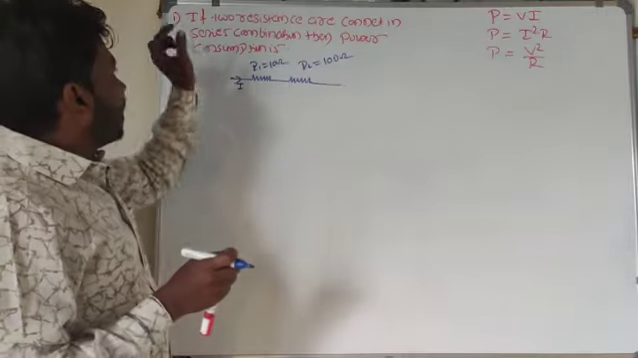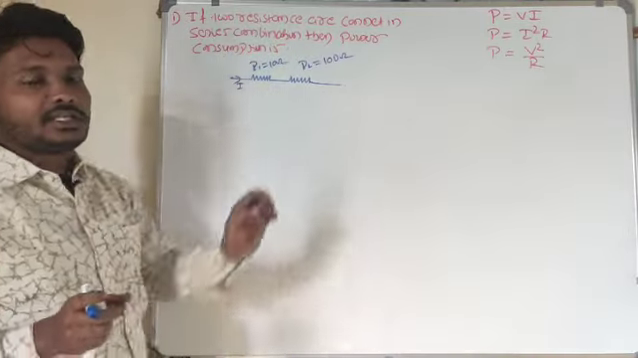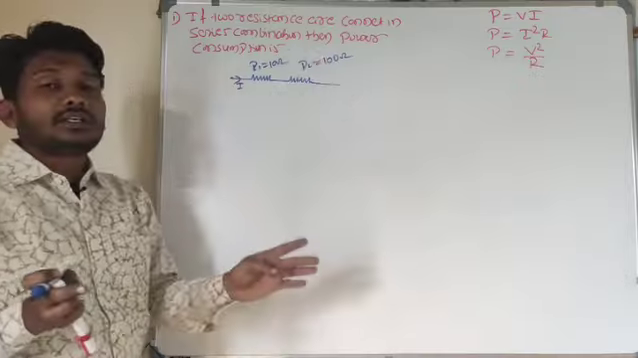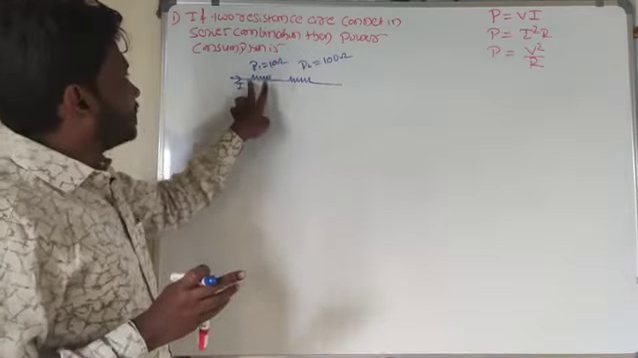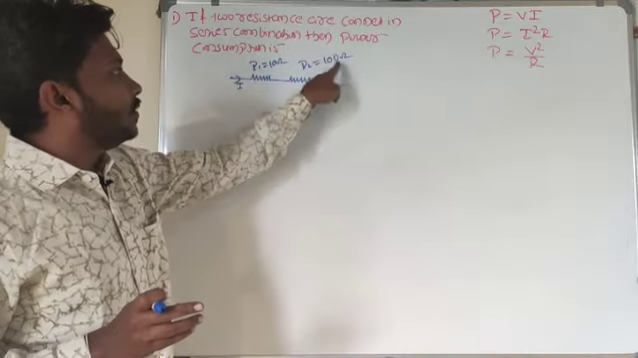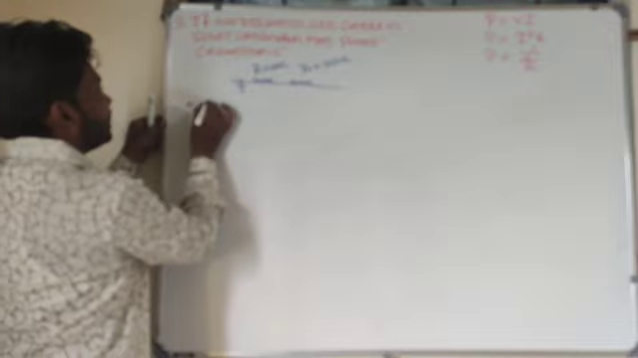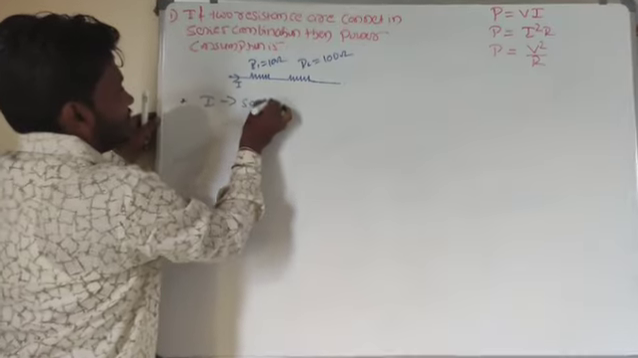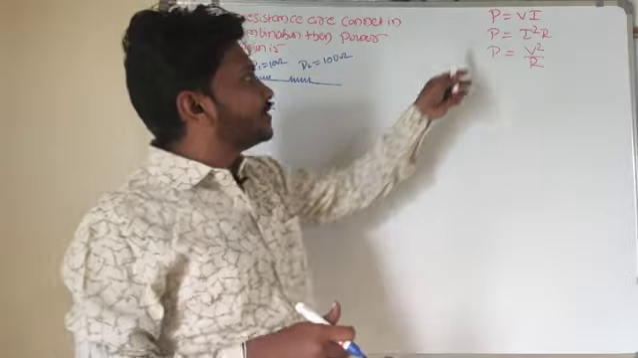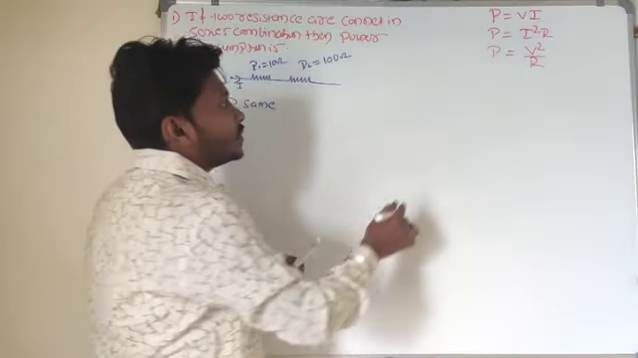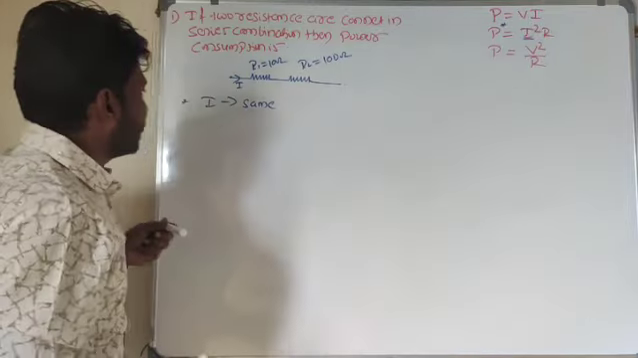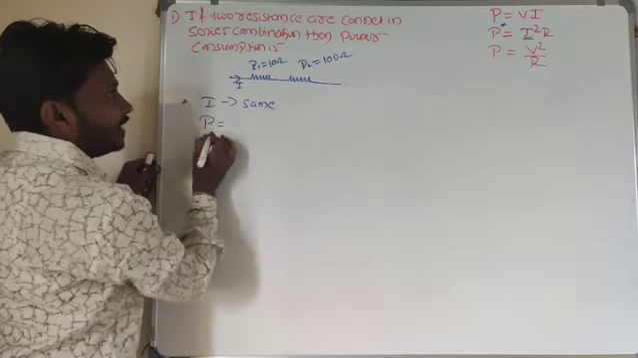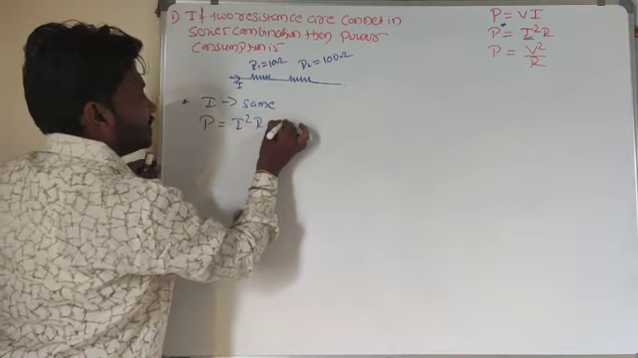So listen here, I want to find out that in case of series combination, in which resistance we are getting more power consumption. For that purpose, I consider two resistors, one is 10 ohm, another one is 100 ohm. In series combination, current remains the same. Out of these three equations, which equation do I need to use here? Here the term I is there, current remains the same, so I will take the equation P is equal to I square into R.